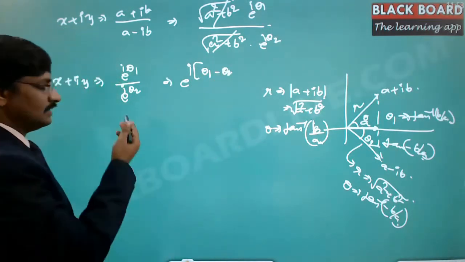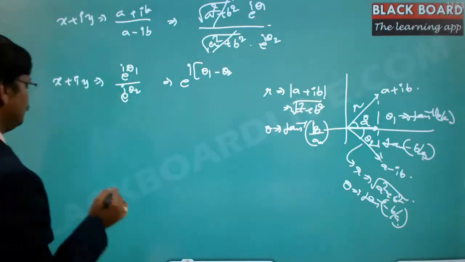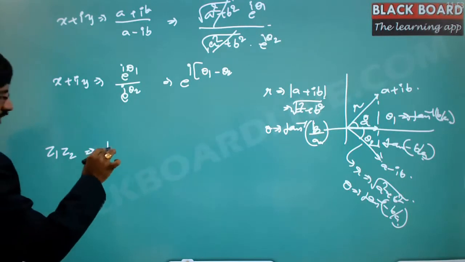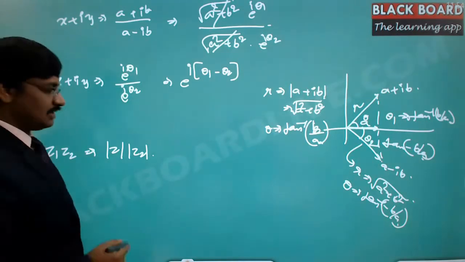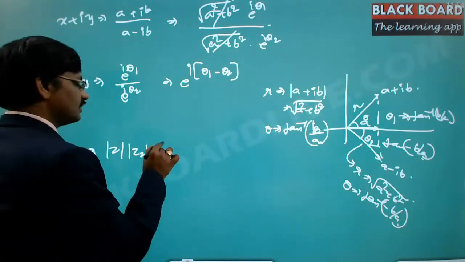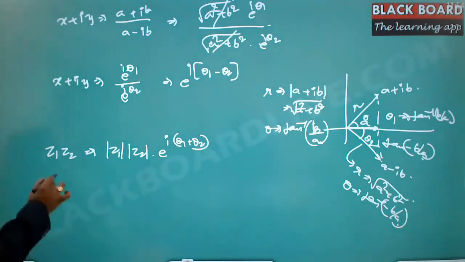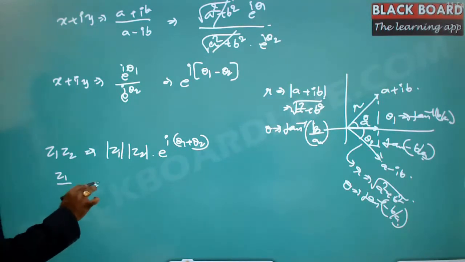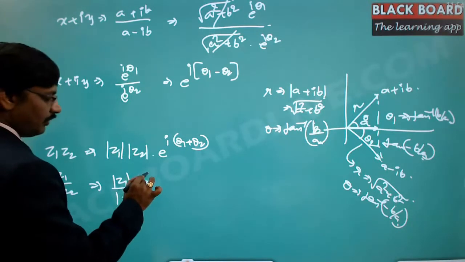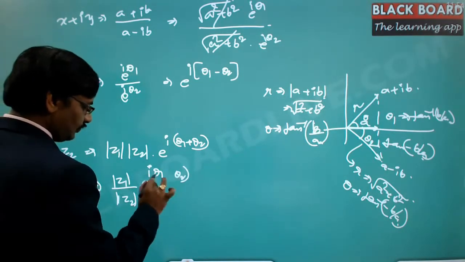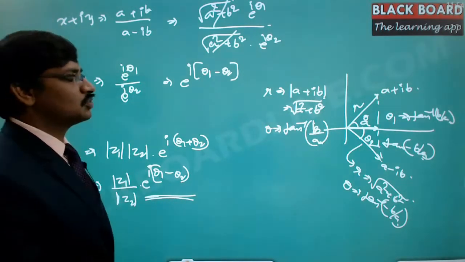See this, whenever we multiply two complex numbers, that is z1, z2, the magnitude is mod z1 into mod z2, multiplied as it is, and in the polar form this is e power i (theta 1 plus theta 2). If you take the ratio of two complex numbers, in the polar form this is mod z1 divided by mod z2, and then e power i (theta 1 minus theta 2). So, if it is the ratio, it is going to be a minus sign. If it is the multiplication, it is going to be a plus sign.